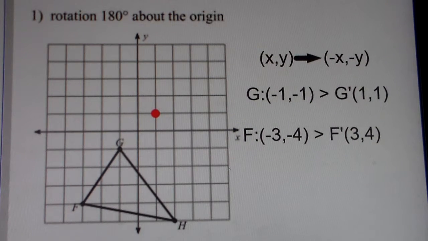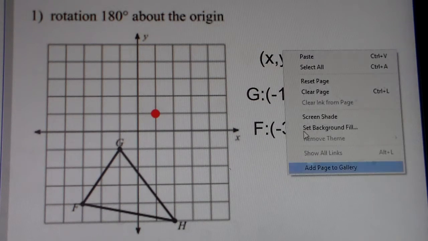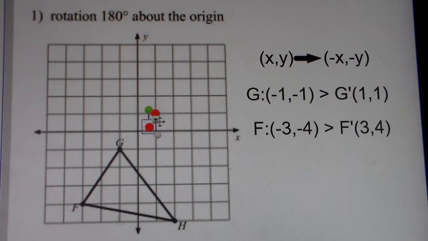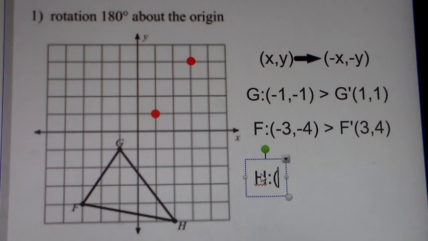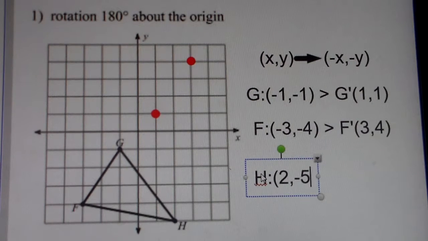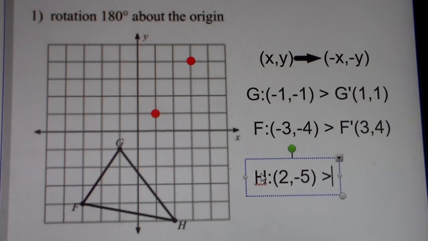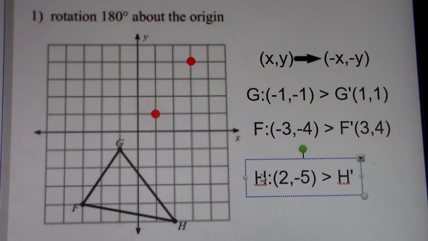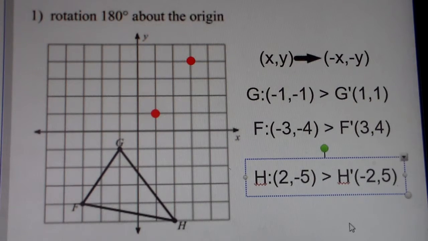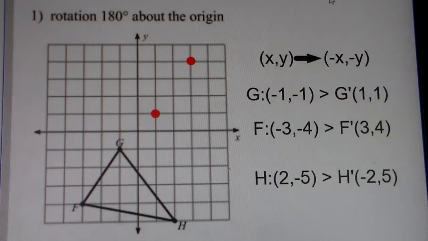Just like what we did in class. So now we plot the point. 3 to the right, 4 up. That's my F prime. H is my last coordinate that I have to do. So H is 2 to the right, 5 down. That's the coordinate for H. Now H prime, we have to flip-flop the signs. So it'll be -2, comma, +5. And that will get us the H prime.